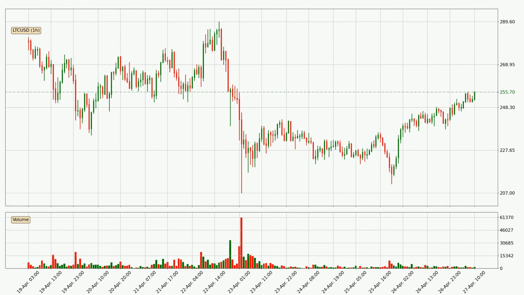By looking at the hourly time frame for Litecoin, we can see that the price moved up quickly with around 4.6% in the last 24 hours, with a current price of 256. However, the volume wasn't especially high, so this move wasn't very strong.